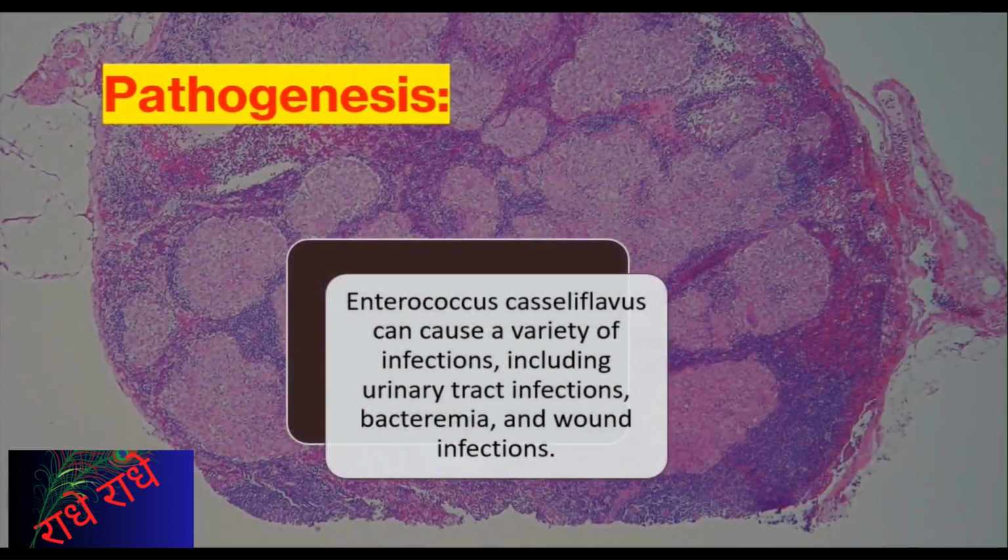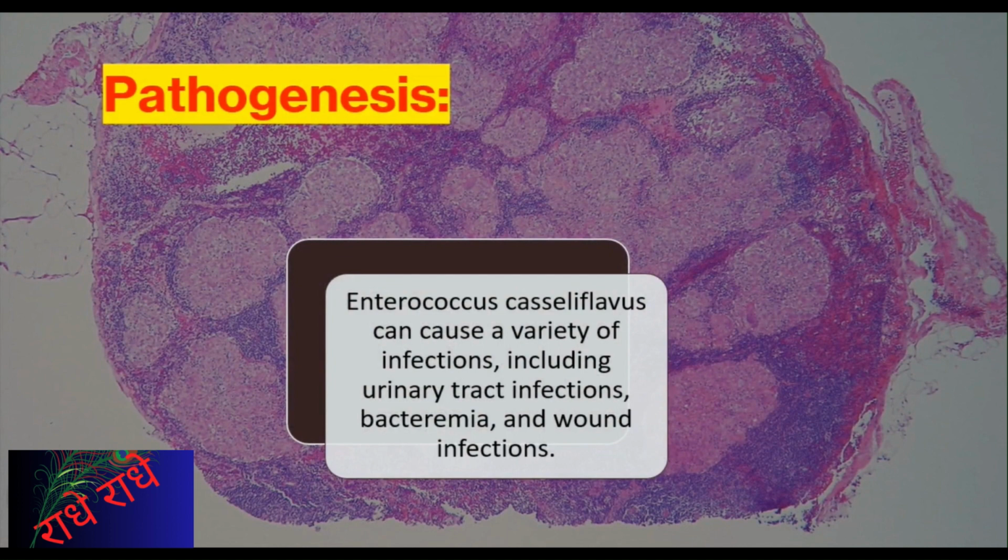Enterococcus casseliflavus has the potential to cause a range of infections in humans. This includes urinary tract infections, UTIs, where the bacterium can colonize and infect the urinary system, leading to symptoms such as frequent urination, pain, and discomfort.